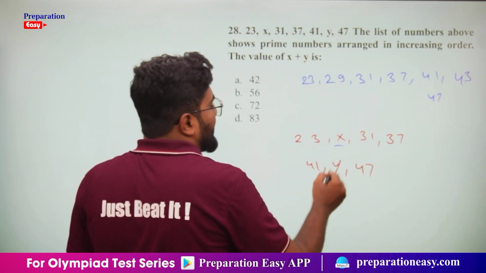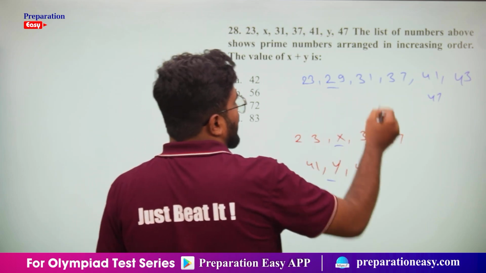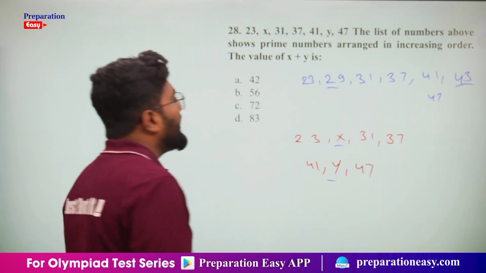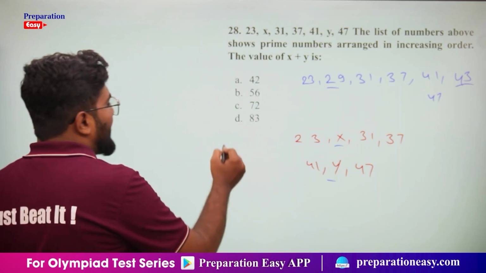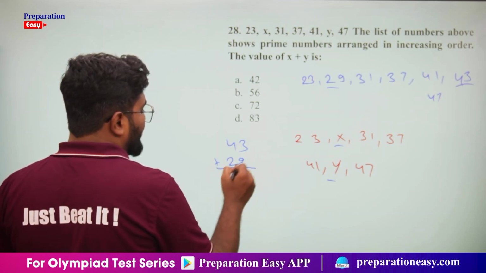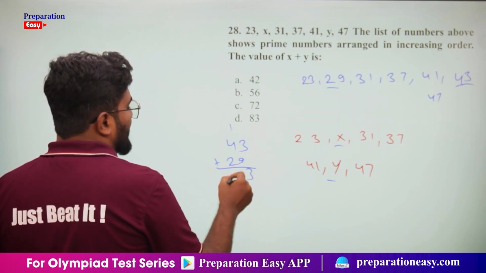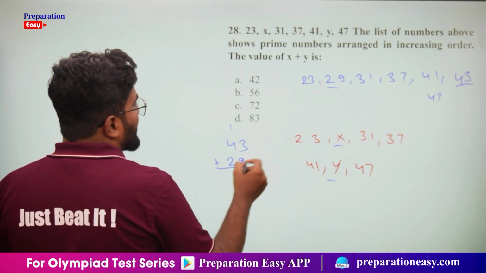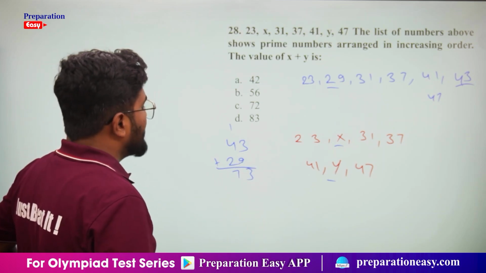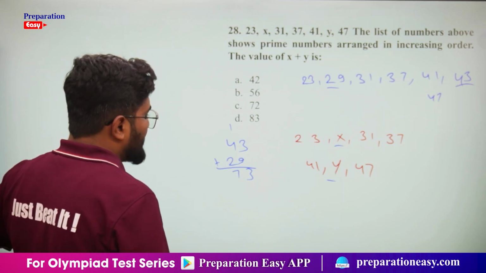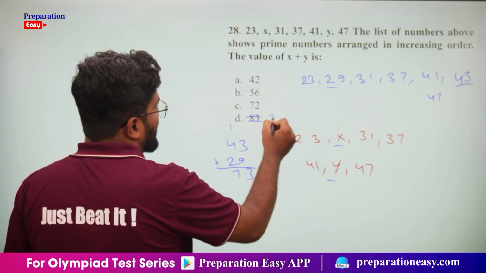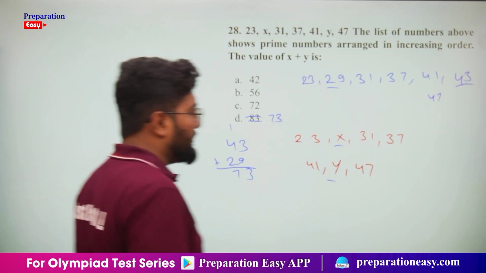So the x and y would be the second and the 6th number. After 41, that is 43. So 43 plus 29 would be our answer. 3, carry 1, 4, 5, 6, 7. So 73 would be our answer. Our answer should be 73.